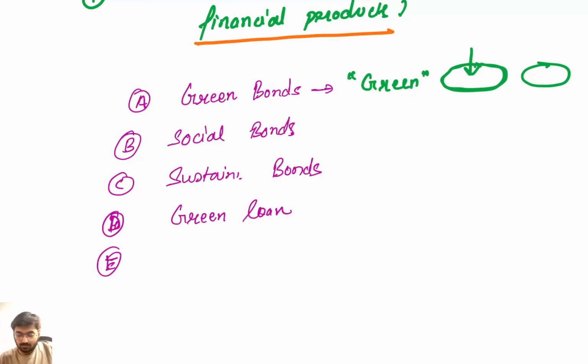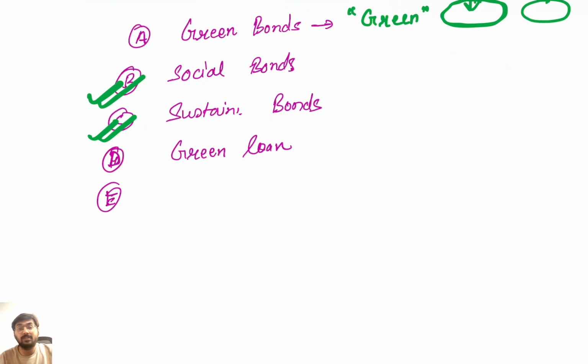Now coming to the second point, your social bonds. Basically these are for social causes, like building schools or hospitals. Clear? Third one is sustainability bonds. These are a mixture of environmental as well as social benefits. Clear? Fourth is your green loans. Same idea as your green bonds. Green loans and bonds, you can say they both are the same, but there is a difference. This is in the form of bonds and this is in the form of loan.